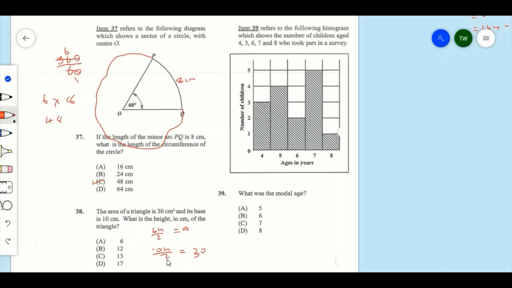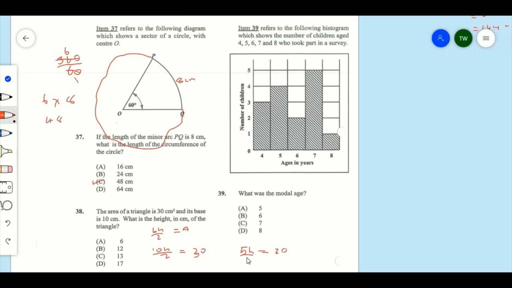Now 10 divided by 2, that's just going to be 5. So on this side we're going to be left with 5h is equal to 30. Now to find what h is, we just need to divide both sides by 5.